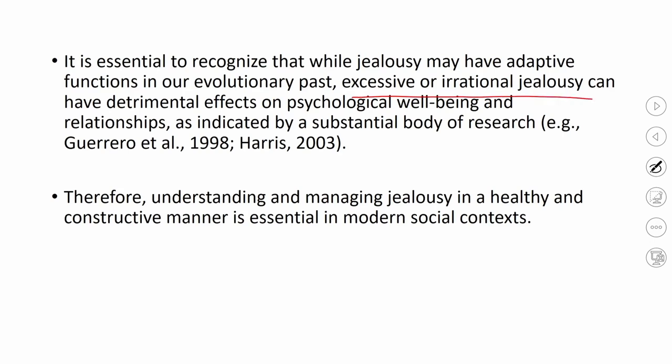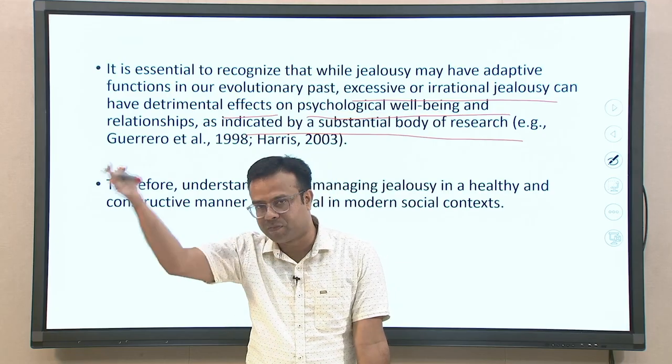Excessive or irrational jealousy can have a detrimental effect. This excessive and irrational thing can happen only in the human world because of our thought processes. So, it can be detrimental to psychological and social well-being and relationship aspects, as indicated by a lot of researchers. This can be detrimental and it really hampers the relationship and so on. Therefore, understanding and managing jealousy in a healthy and constructive manner is essential in the modern social context. Obviously, this is true for all the emotions. Understanding them is what we are trying to do in this course. Some of these important emotions, we are trying to understand the diverse aspects of them so that we understand them, and understanding is the first step to managing them.